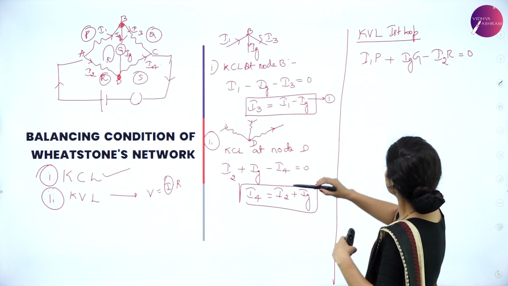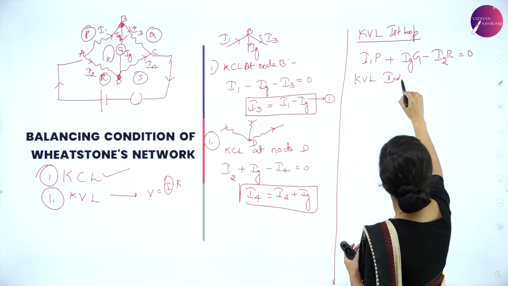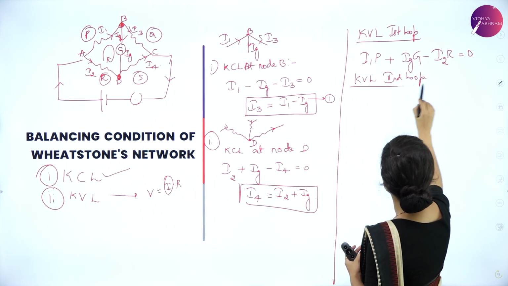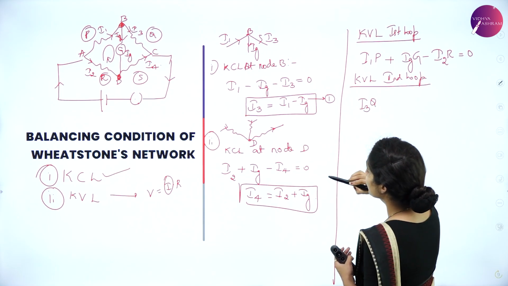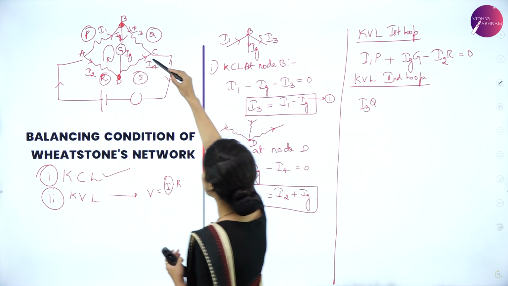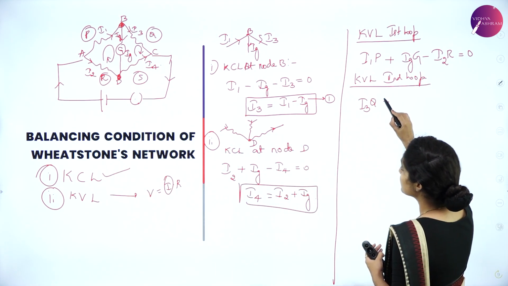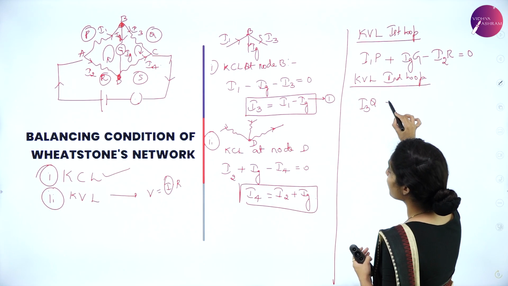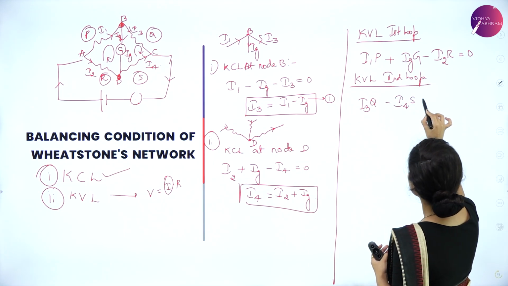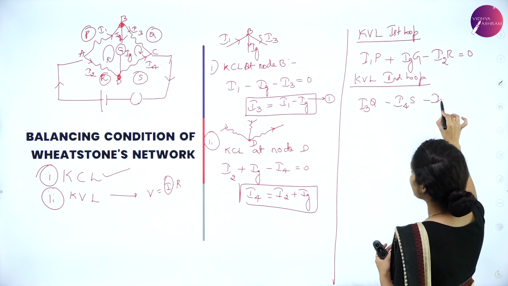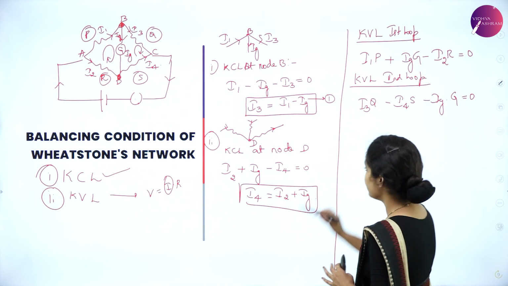So now, second set, applying KVL to second loop. If we apply KVL to second loop, again taking it clockwise, we have I3Q minus I4S minus IG G is equal to 0. So this is the condition.